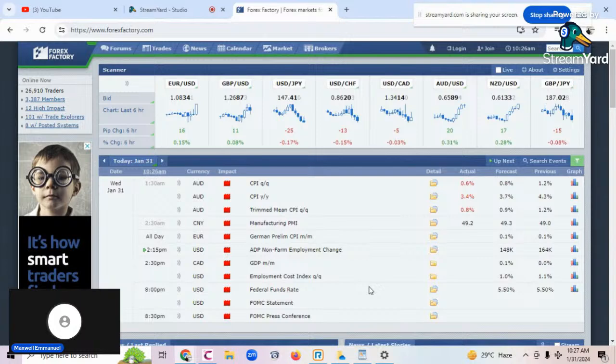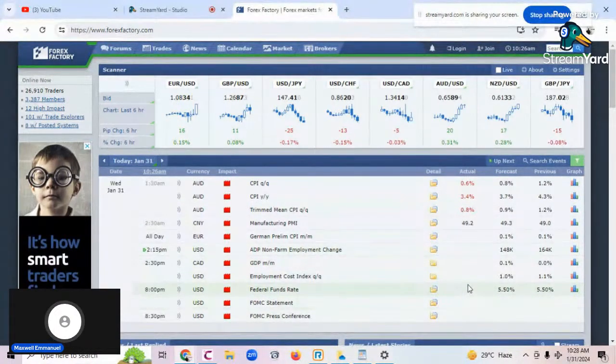It's possible that price will range before the news is released. It is very possible that price will go into a range before the news release. For the federal funds rate, the previous was 5.0 and the forecast is 5.50. So they are not expecting any change. What we're currently waiting for is the actual value.